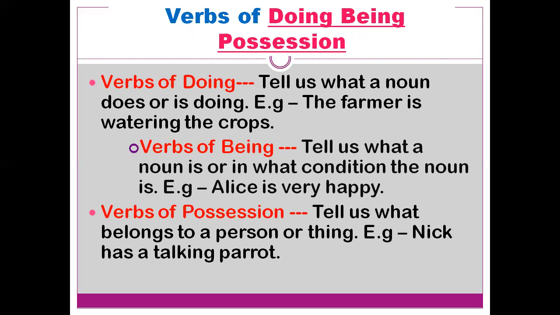In the second one, verb of being tells us what a noun is or in what condition the noun is. It tells us the condition of the noun. It tells us the state of the noun. Like in this example, Alice is very happy. The word is tells us what is the condition of Alice? What is Alice's condition right now? It is telling us the state of Alice, that Alice is very happy.